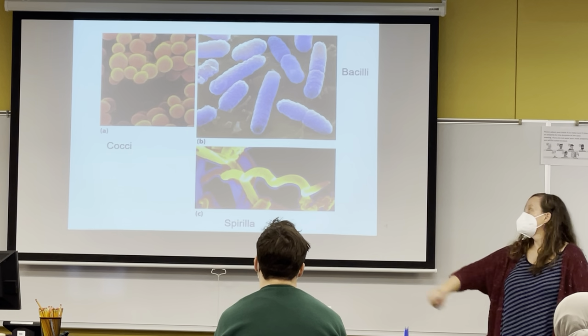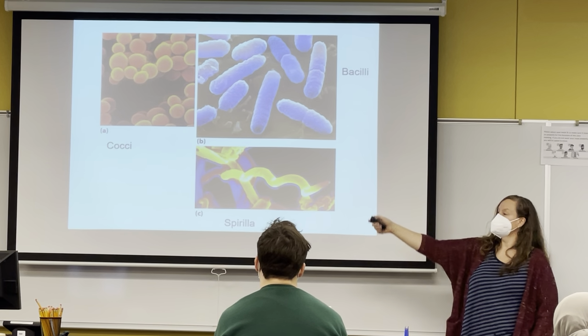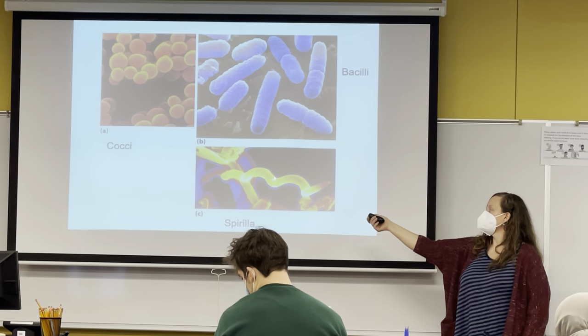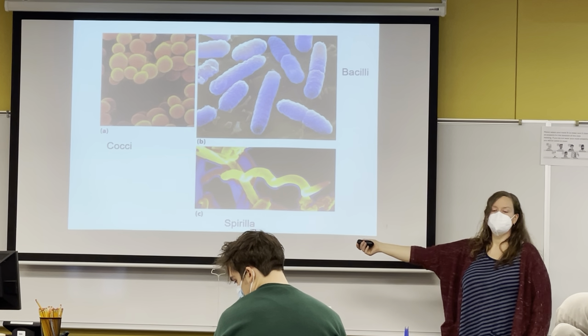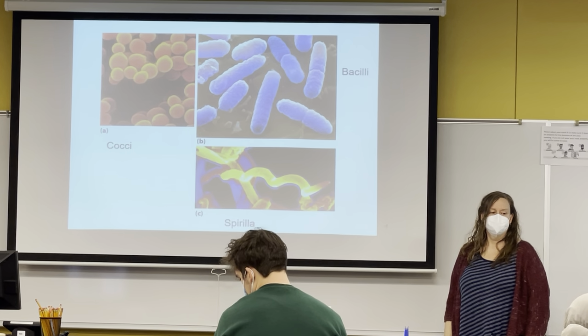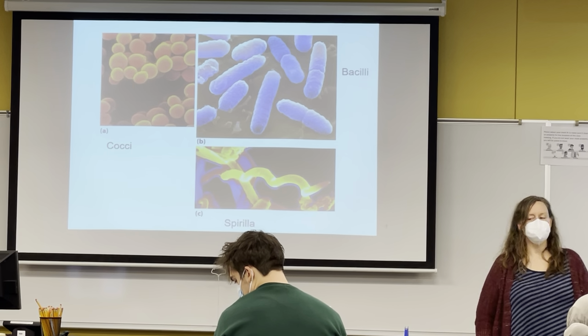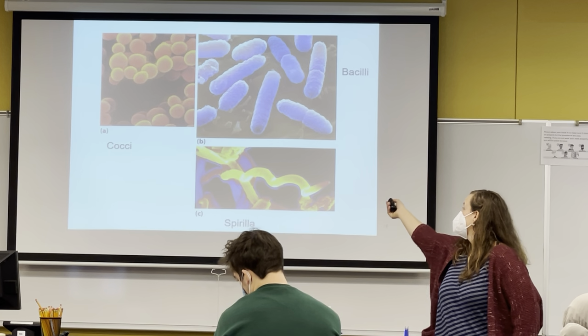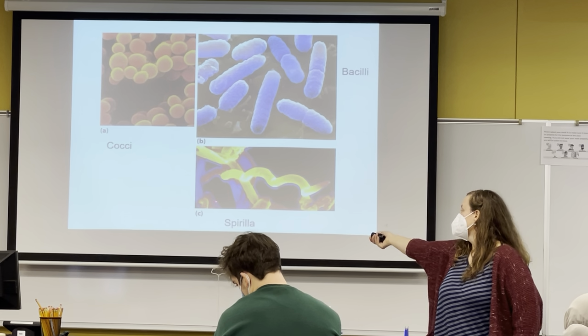So again, round are cocci, rod are bacilli, corkscrew, spirals, spirilla. I don't think I have that in your notes, so if you want to label those again, cocci, bacilli, and spirilla.